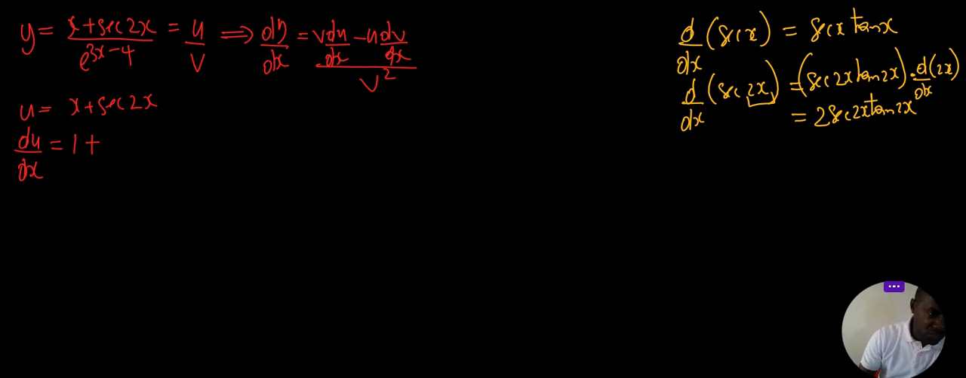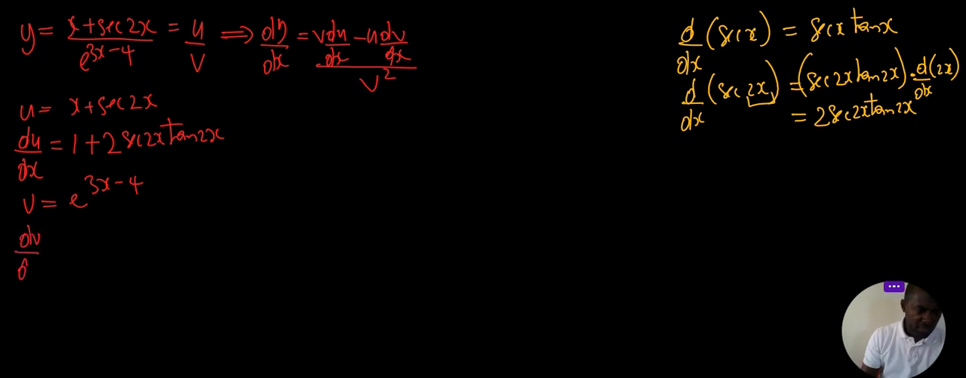So basically, this goes right here. We get that du by dx is equal to 1 plus 2 sec 2x tan 2x. And that is, of course, the derivative of the numerator u. Let's look at the denominator now. We have v is equal to e to the 3x minus 4. And so we need to find dv by dx.